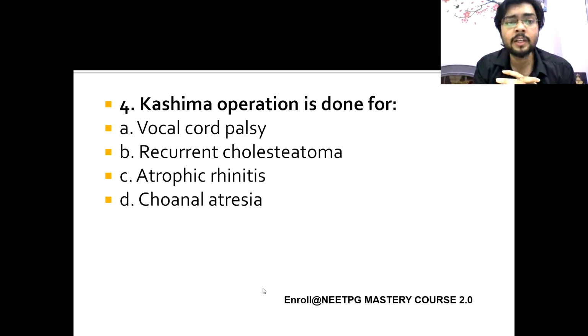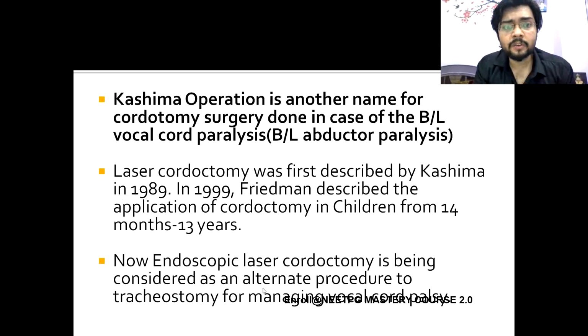Now another question: Kashima operation is done for vocal cord palsy, recurrent cholesteatoma, atrophic rhinitis, and choanal atresia. Even if you don't know exactly what Kashima operation is, if you have some idea where or how it is done, you will be able to answer this. It is basically done for vocal cord palsy, and it is another name for chordotomy surgery. That means we create an airway by removing a part of the vocal cord in case of bilateral vocal cord paralysis.